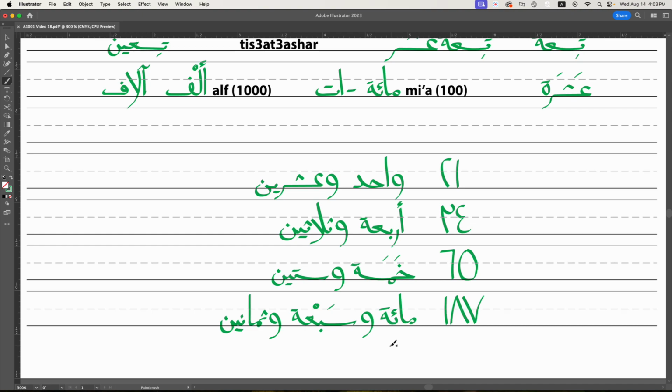And then sometimes we want 100 and something, and this works more or less like it does in English. So here's the hundreds digit, here's the tens digit, here's the units digit, but we're going to read it 100 and then units and tens. So the order is all out of whack for an English speaker. And this is the only hard part about really learning numbers and how to count. Counting objects is a little different, and I'll talk about that more later. So here we have 187, so we get mi'a wa sib'a wa thamanin, 100 and 7 and 80. And that's the way the numbering system works.